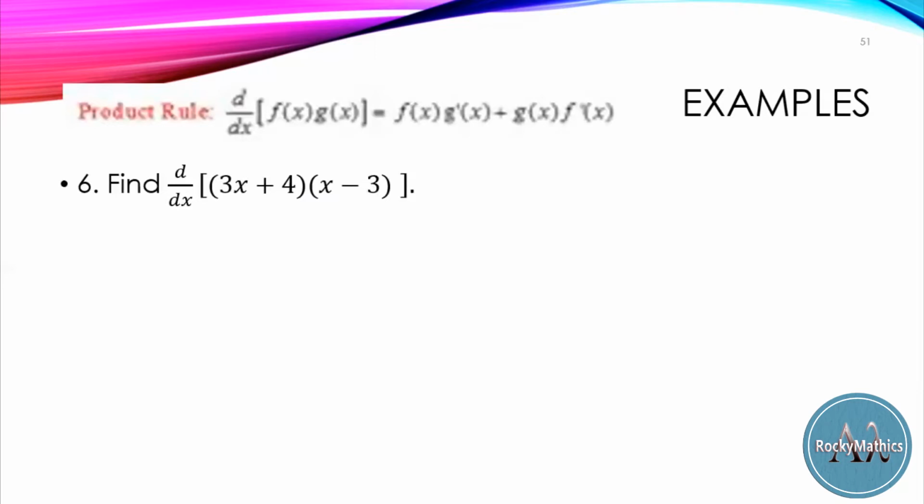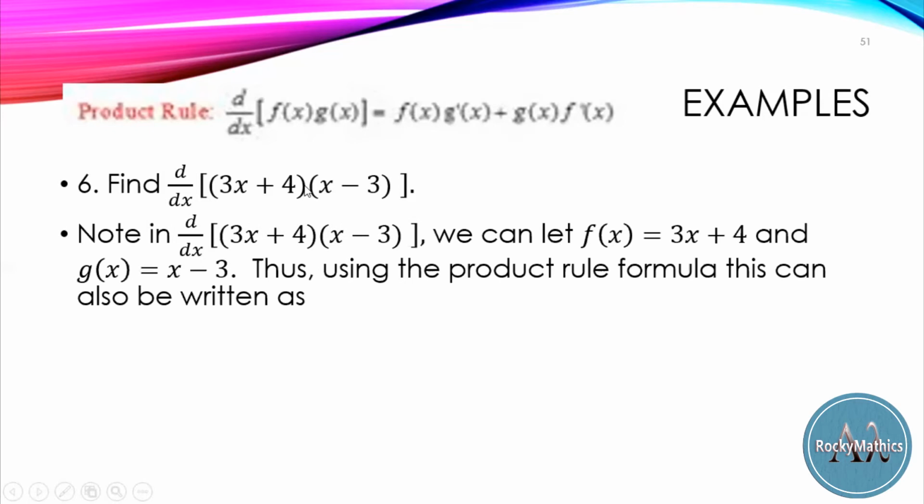We have to take note that the product rule states that the derivative of the product of f of x and g of x is equal to f of x, which is the first function, times the derivative of the second, g prime of x, plus g of x times the derivative of the first. So, in this example, we can let f of x be the first function, 3x + 4, and g of x be the second function, x - 3.